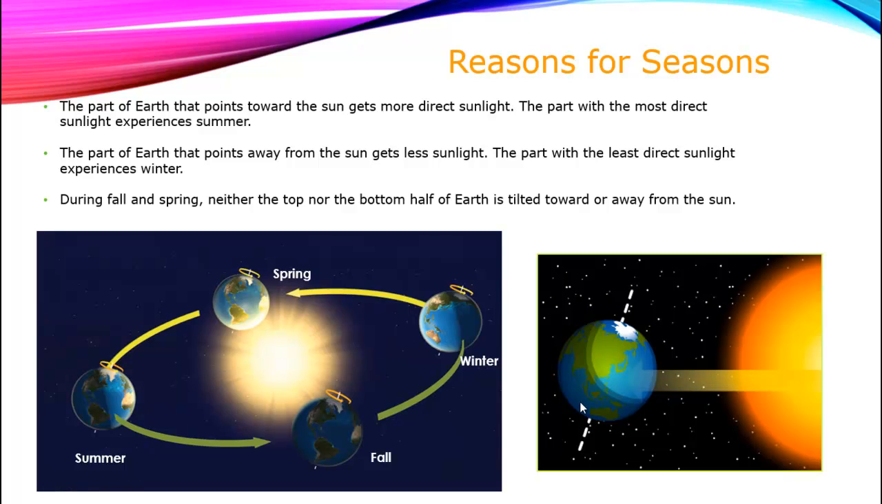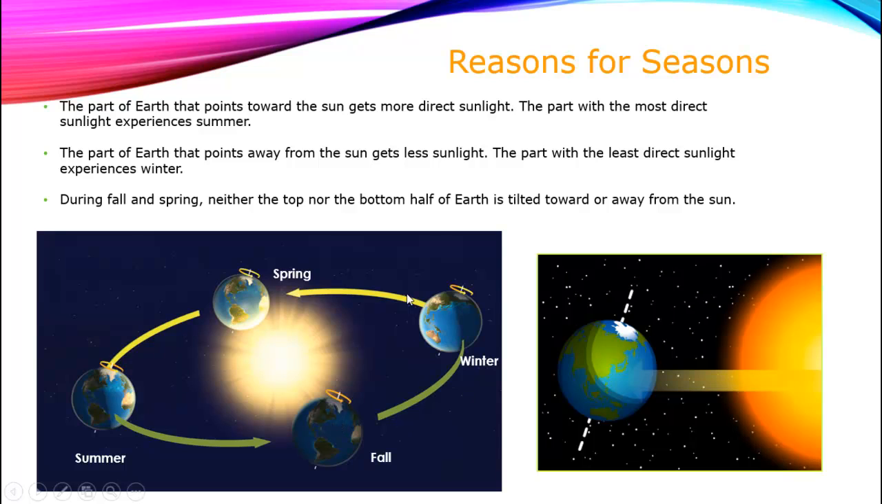So, when the Earth moves around the Sun, what happens? The part of Earth that points towards the Sun gets more direct sunlight and it will experience summer. But the part with less direct sunlight that points away from the Sun will experience winter. But during fall and spring, neither the top nor the bottom half of Earth is tilted toward or away from the Sun.